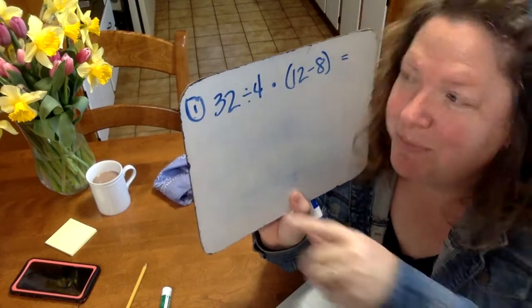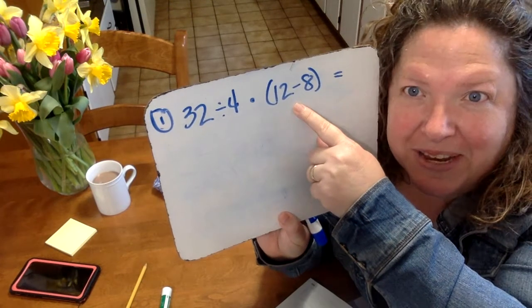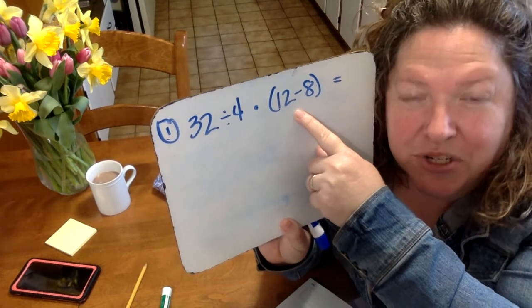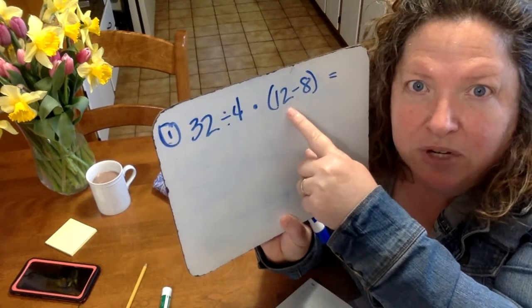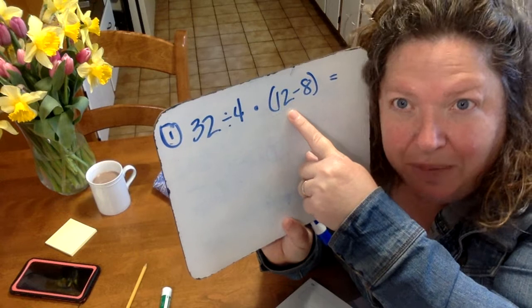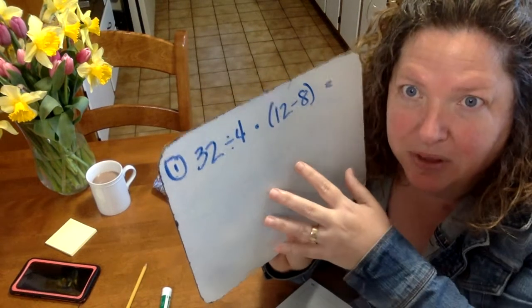Okay, so here's number 1. 32 divided by 4 times 12 minus 8. Well, we have to follow the order of operations, so we have to do parentheses first if there are any. There are, so we have to do 12 minus 8 first. Now, what that means is once we solve 12 minus 8, everything else is still part of the problem.